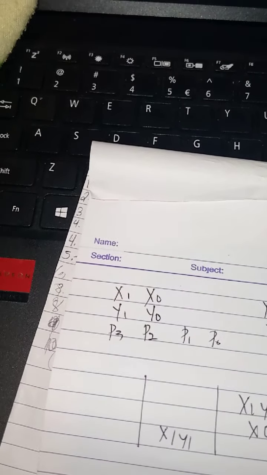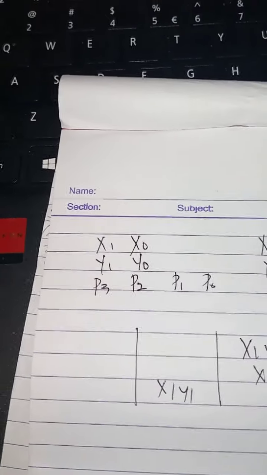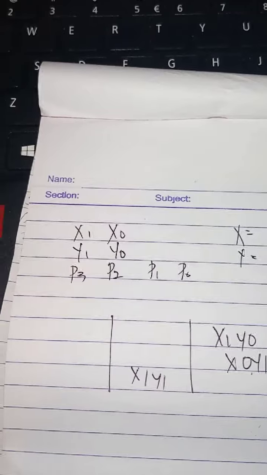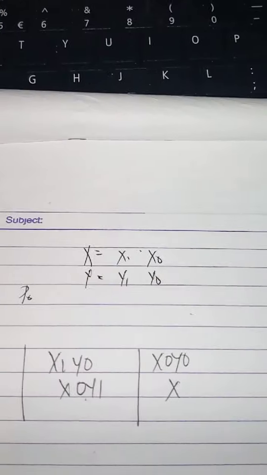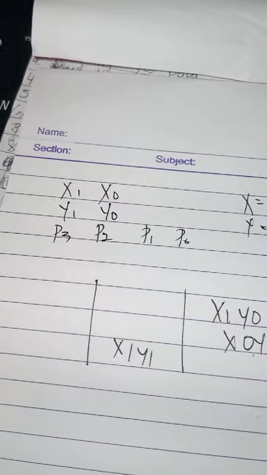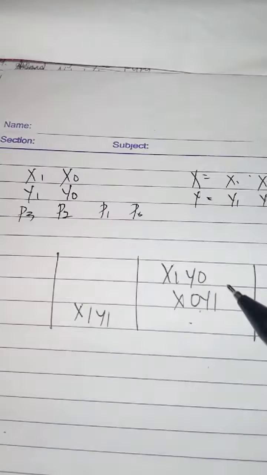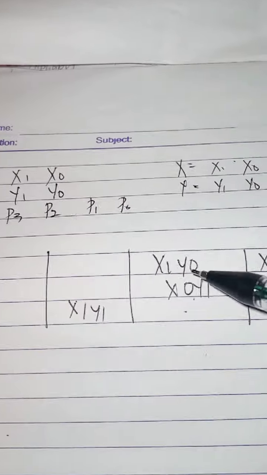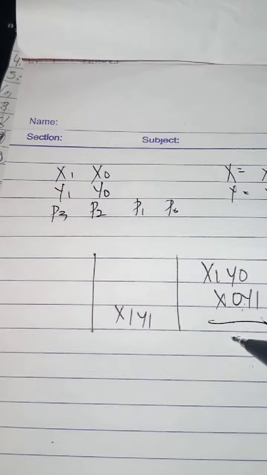So x0 then y1 here, then x1 y0 here, and then x0 y0. So we have here the variables, the product of x. To add the products, we need x1 y1 and x0 y0, which equals carry 1.